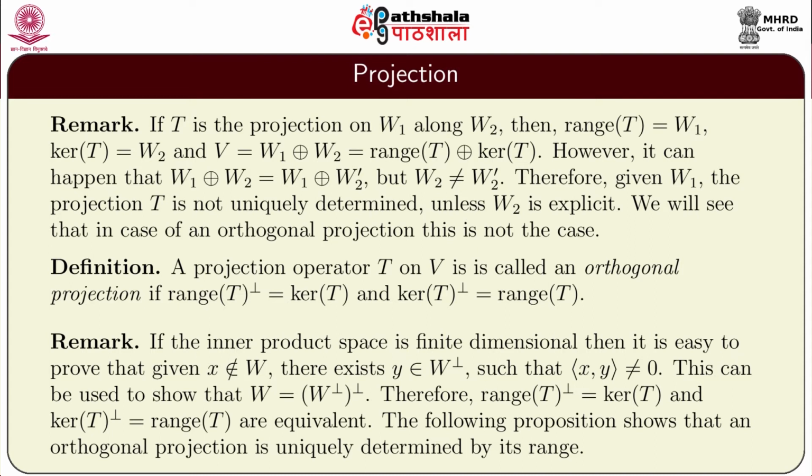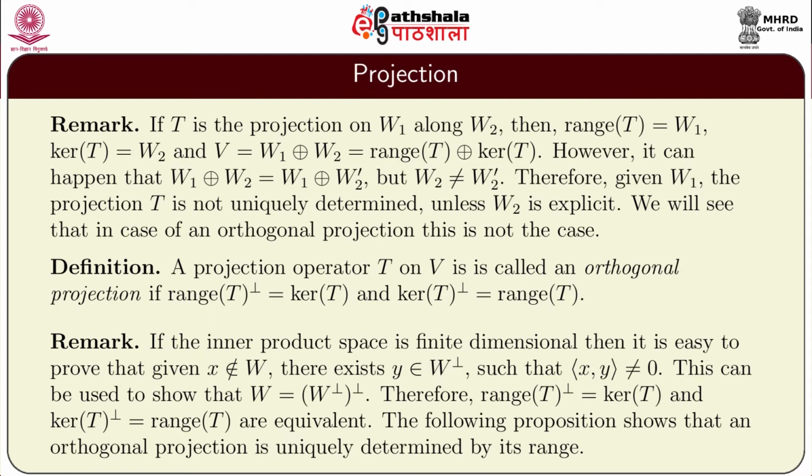However, it can happen that W1 direct sum W2 is the same as W1 direct sum W2 dash, but W2 is not the same as W2 dash. Therefore, given W1, the projection T is not uniquely determined unless W2 is explicit. We will see that in the case of an orthogonal projection, this is not the case.